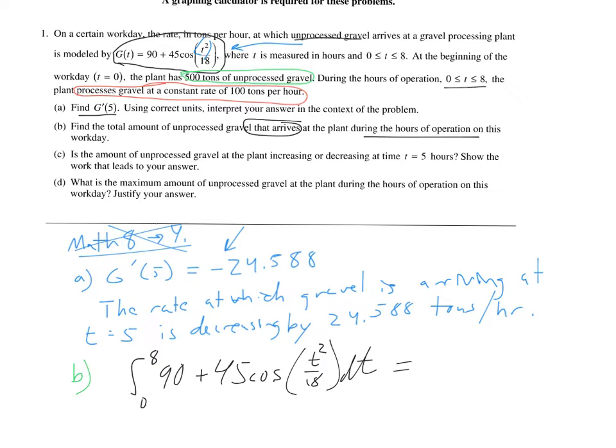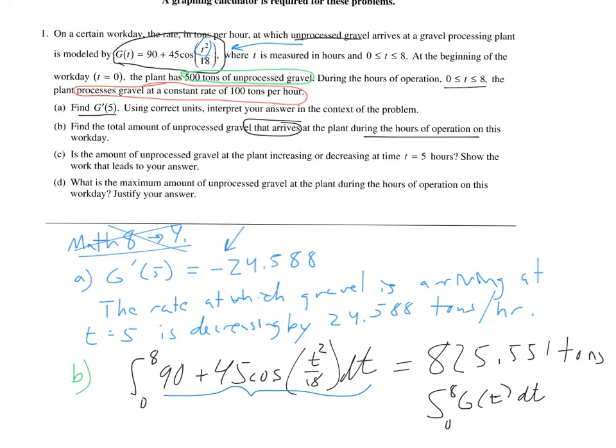Guys, you just put that into Math 9. You put that into Math 9, and you'll get 825.551 tons. Put a unit with it. Here's the thing, too, guys. If you don't want to write all of this out here, since that function is being expressed as g of t, an alternative is to write the integral from 0 to 8 of g of t dt. So an alternative, instead of writing all of this out, you could just replace it with that part. You have to have the dt, you do have to have the limits.